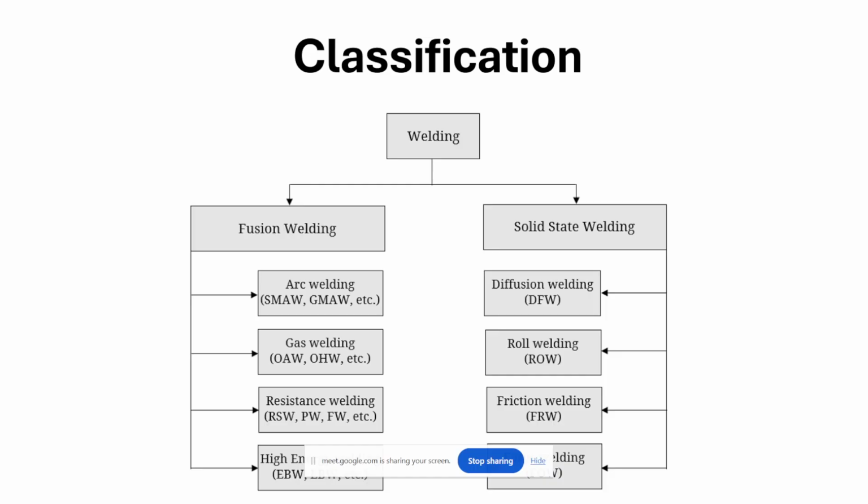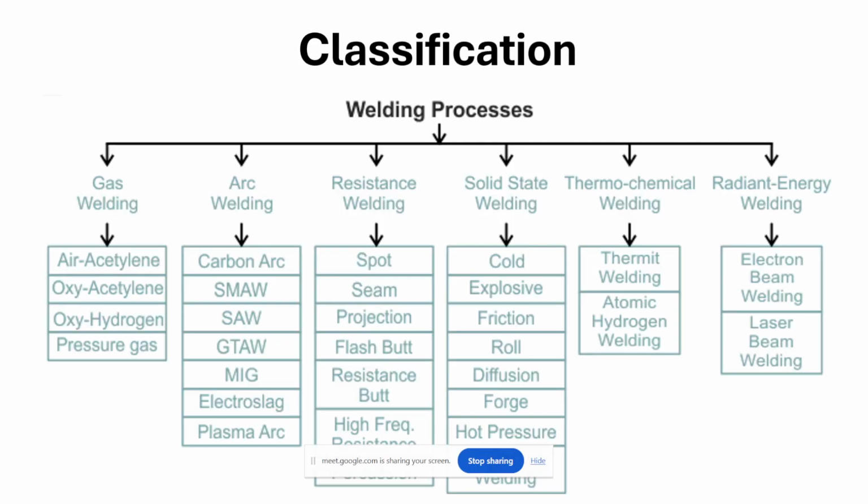In fusion welding, we have seen arc welding, gas welding, resistance welding, and high energy beam welding. In all of these cases, we use heat to melt the material and join them. In case of solid state welding, we are not going to melt it, but we apply pressure and make the joining take place. Like forge welding, diffusion welding, friction welding, and so on. These are the different welding classifications.